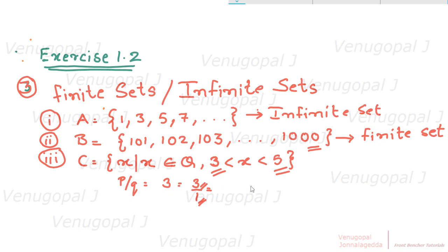So the range is between 3 and 5. What is the number between 3 and 5? It is 4. So we basically have a singleton set. This is a singleton set. So this is not a finite or infinite set. This is a singleton set.